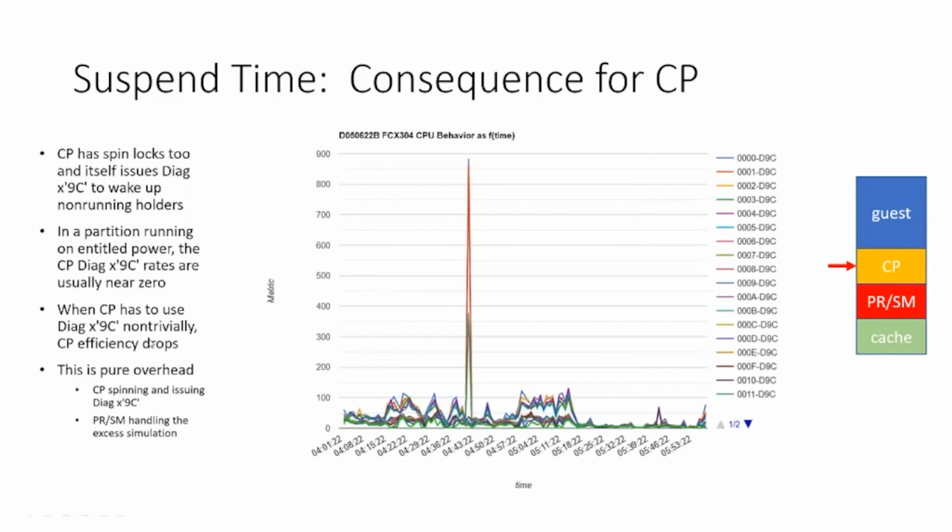Here we're inducing overhead in Prism. The control program itself is using 9Charlie, and there's a peak right there. It lines up with a suspend time peak. So that's what we're talking about. The entities on the right-hand side of this graph are logical processors in the partition, and those logical processors are using Diagnose 9Charlie down into Prism, and that creates overhead.